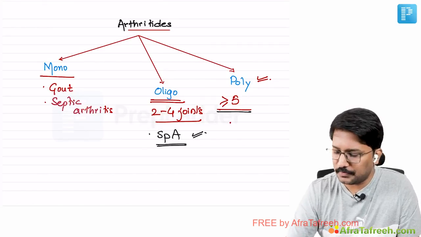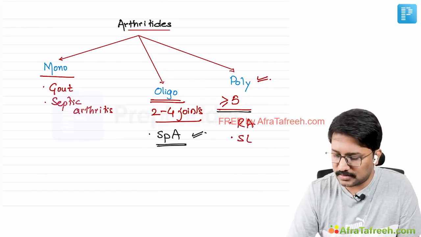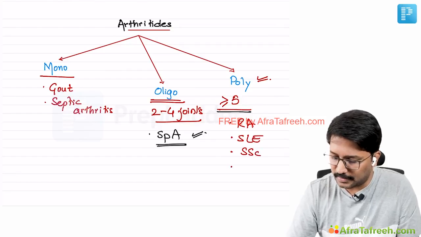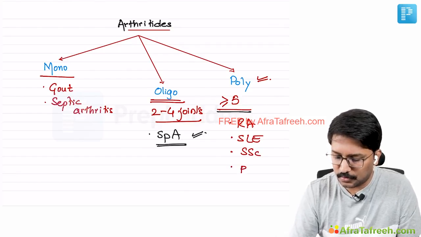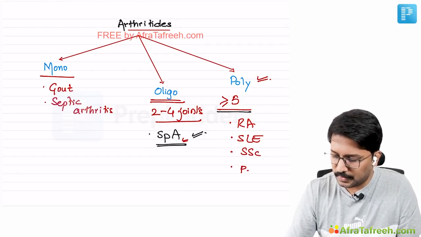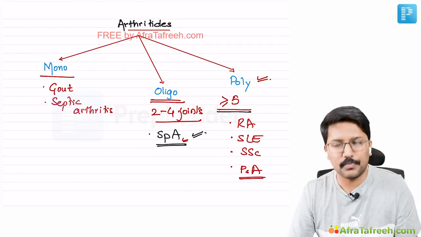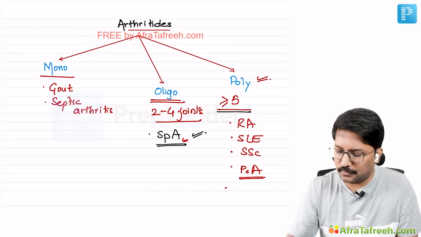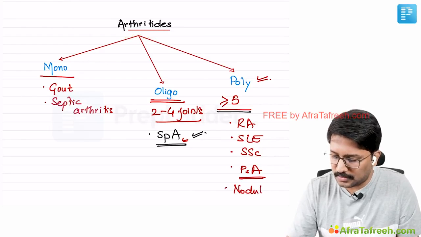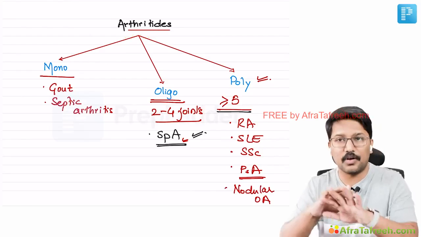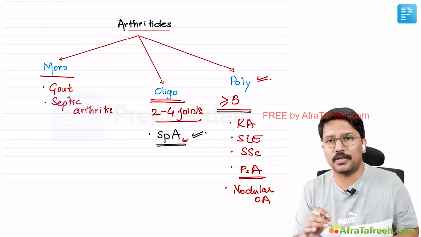Okay. When we talk about poly, we have a long list of disorders. That includes rheumatoid arthritis, SLE-related arthritis, systemic sclerosis-related arthritis, and even one exception to spondyloarthritis, that is psoriatic arthritis, which can be polyarthritis, right? Then you have nodular osteoarthritis, where there is predominant hand joint involvement, small joint involvement.